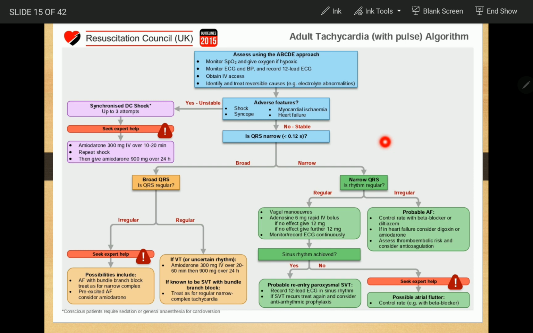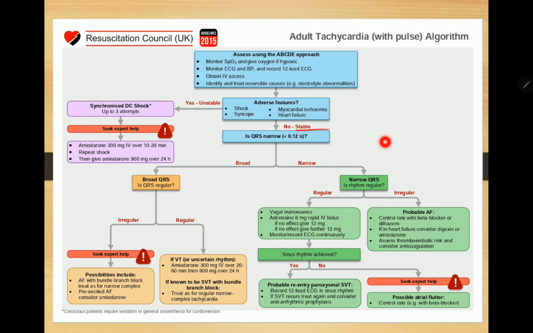Now, if the QRS complex is broad, then again we need to see if it's regular or not. If it's regular, then broad and regular, the most common cause is VT. So if you're uncertain, then treat it as VT, because this is the more common as well as more dangerous arrhythmia. So it will be broad and regular.